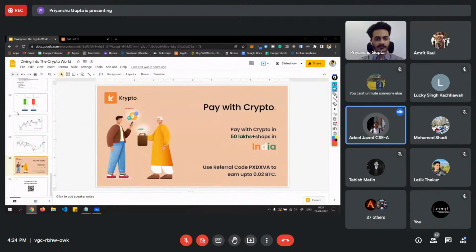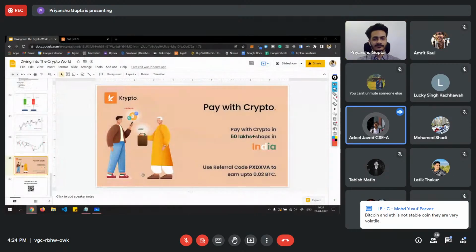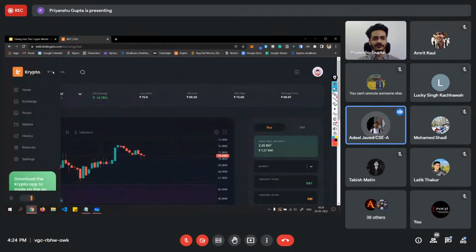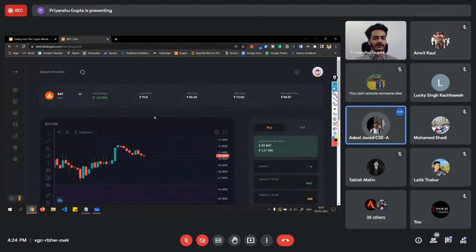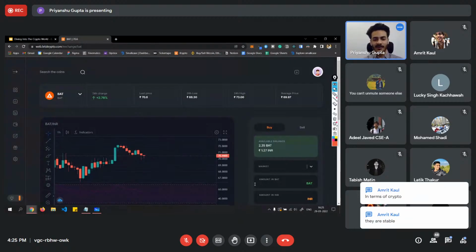Can I suggest something? Sure. Go on. I've heard that Shiba Inu coin is going to go up in some time, so I would recommend that as well. Yeah, definitely. I have invested in Shiba Inu coin also, some amount I have put there because of that trend only.